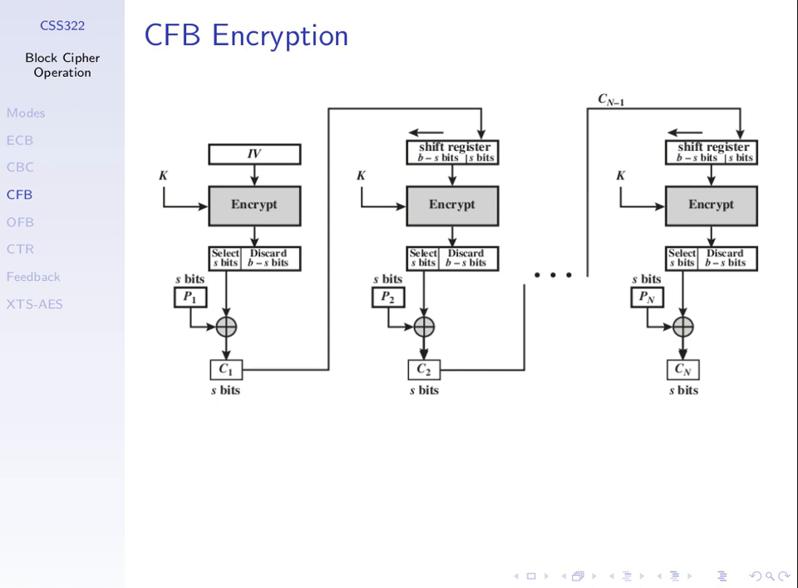We'll get C1. And now, this is the part that's important. Our register stores the current value, initialized to the initialization vector. That's our register. We take C1 and put it into the right part of the register and shift it along. So the register will become, or maybe a way to draw it, C1 is 2 bits.